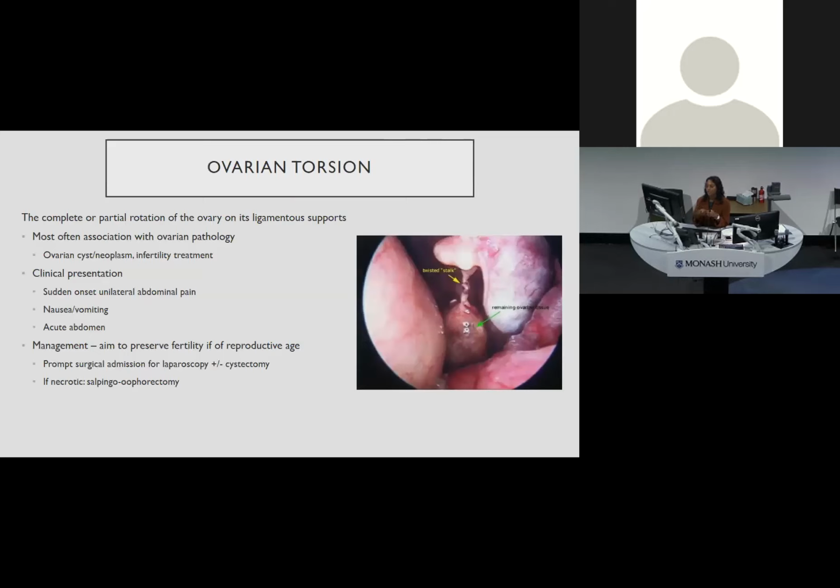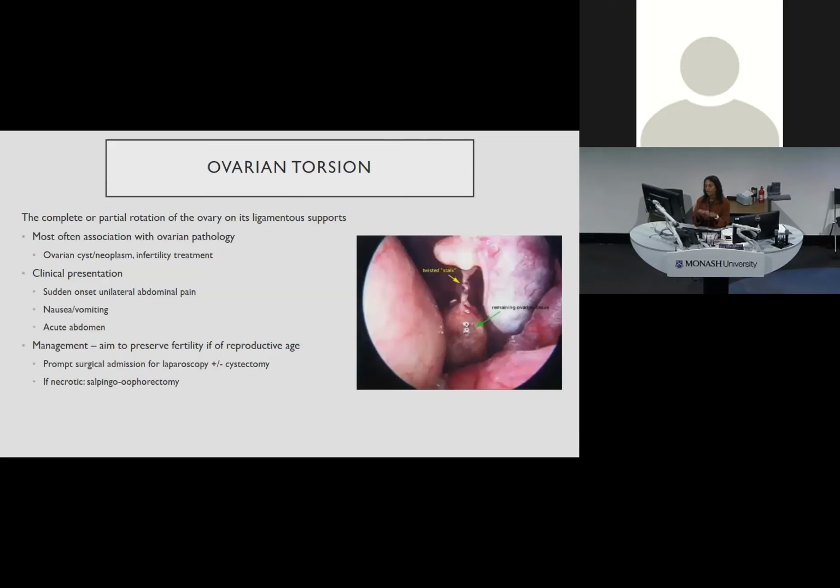So it often presents with sudden onset, unilateral lower abdominal pain. There might be associated nausea and vomiting. They could also present in the form of an acute abdomen. So these women need to go to theatre immediately. You need to ensure that you do your doctor's ABCD, resuscitate the patient, ensure they're stable, and they'll go in for a laparoscopy. What they do once they're in theatre really depends on how viable the ovary is.